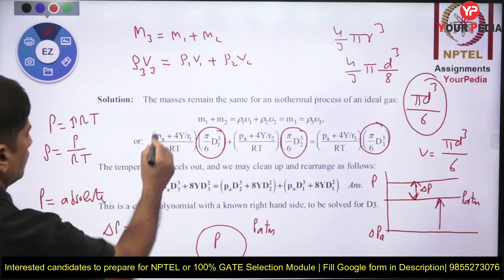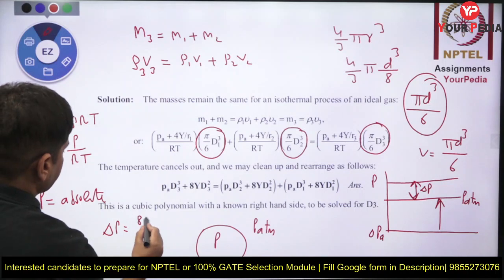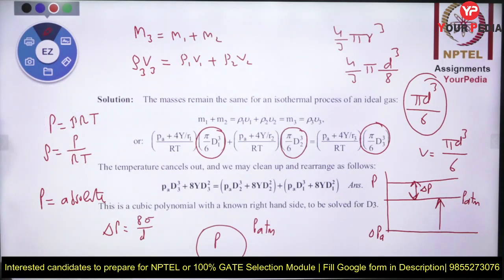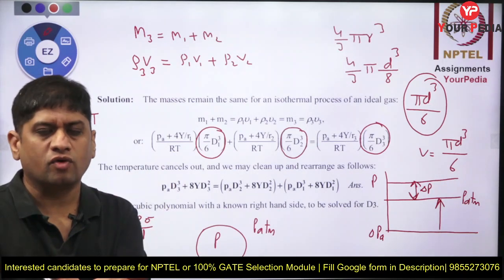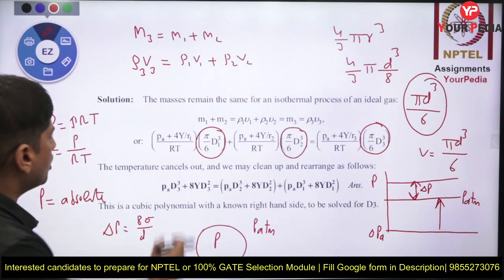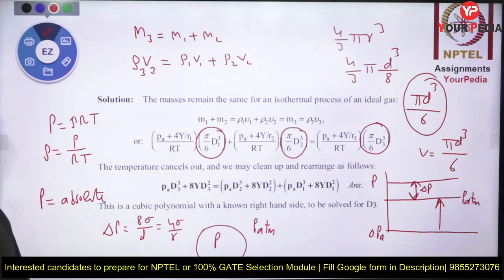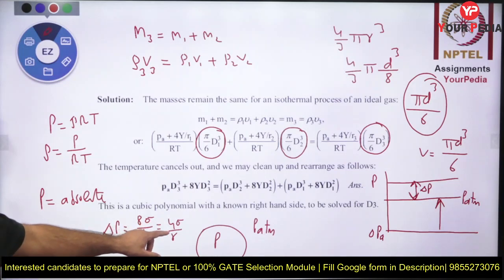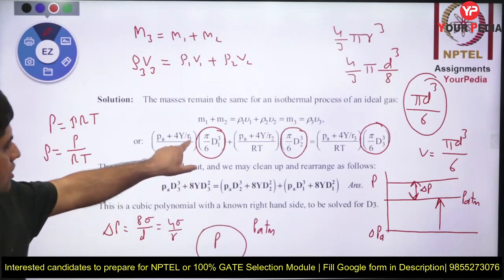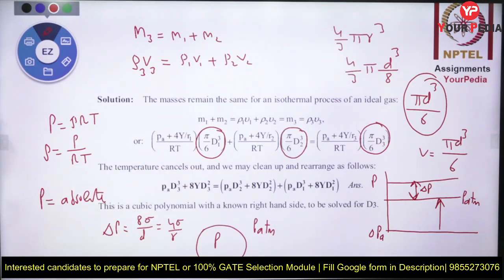We found the formula of excess pressure as 8 sigma over d for a bubble, or for that matter we can write 4 sigma by radius. We just derived the formula. So what is the excess pressure formula for a bubble? That is 8 sigma by diameter or 4 sigma by r. Sigma is the surface tension, which in this question he is writing as y.